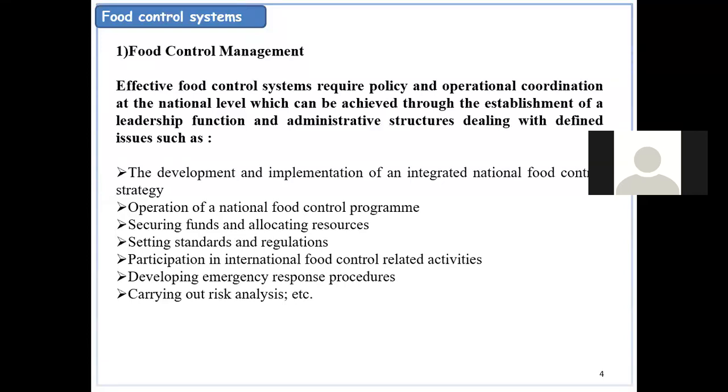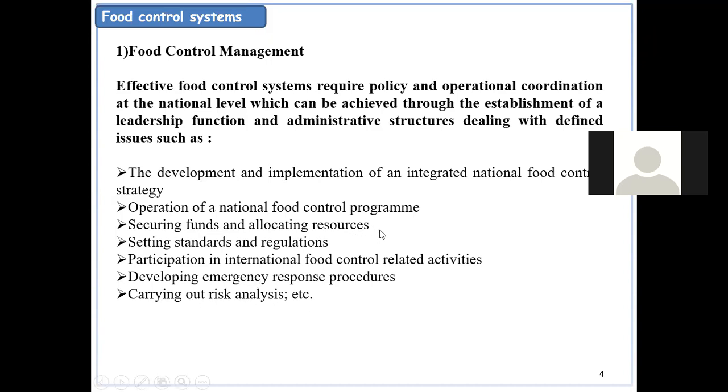So this managerial level will assist as well in securing funds and allocating resources. Why do we need funds? We need funds to equip the laboratories, to train the inspectors. We need resources to build the new laboratories as well, or to have a centralized lab, accredited, definitely a public lab.